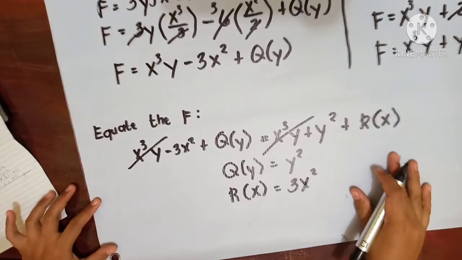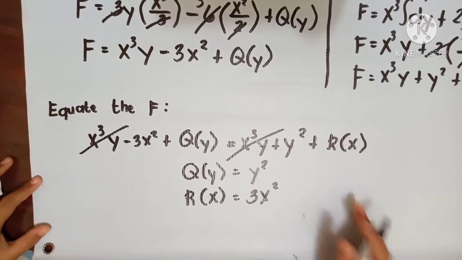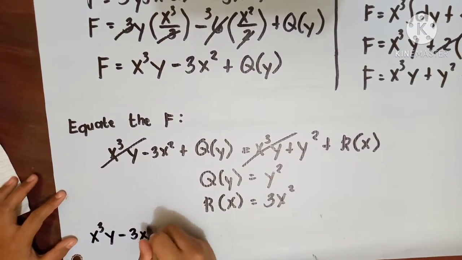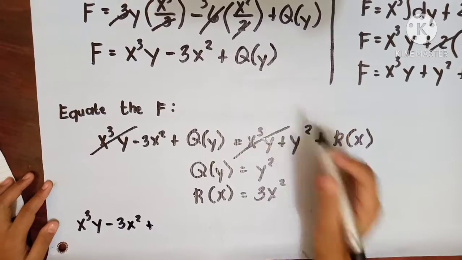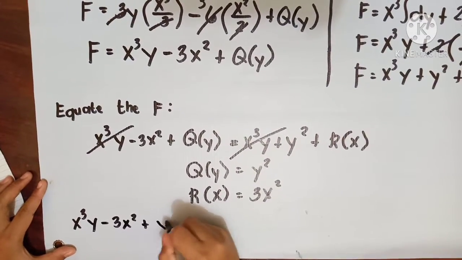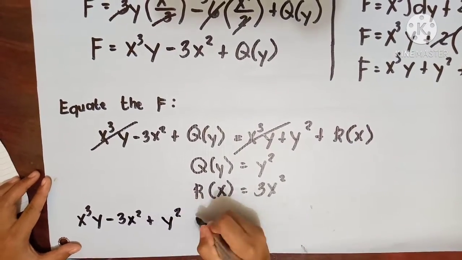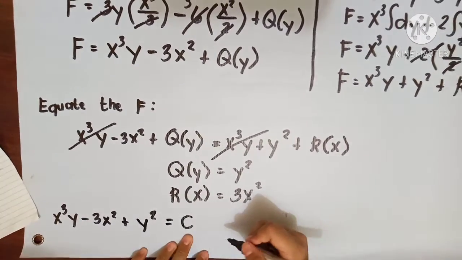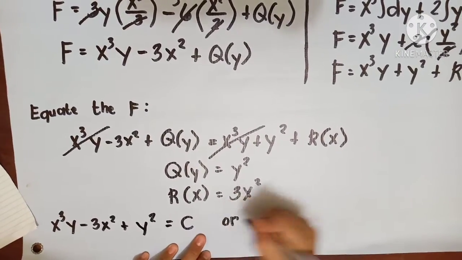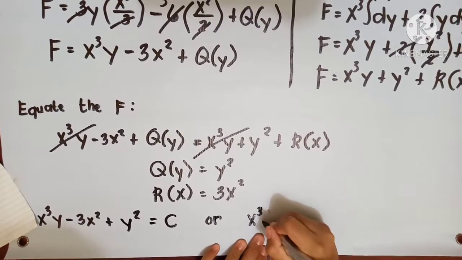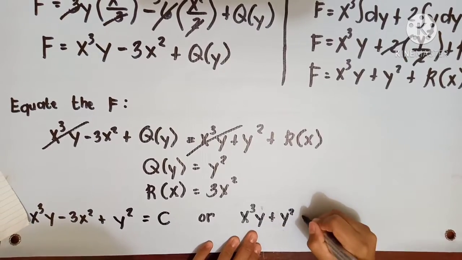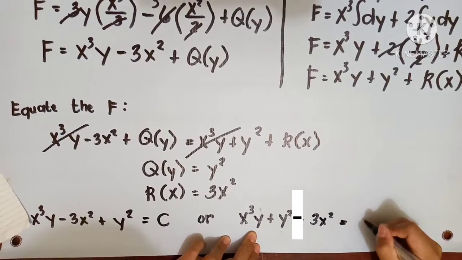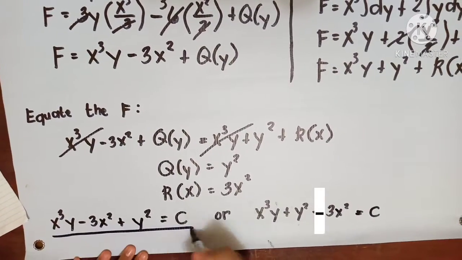So we will now substitute it respectively. So for our first f, we have x cubed y minus 3x squared plus our q of y, which is y squared, equals to f, or c is okay because it is our general constant. For the other f, we have x cubed y plus y squared plus r of x, which is 3x squared, equals c. So this is our answer.